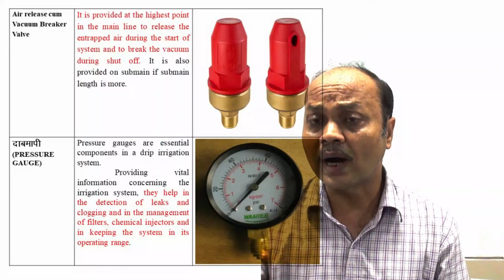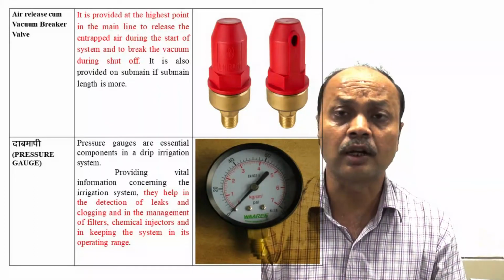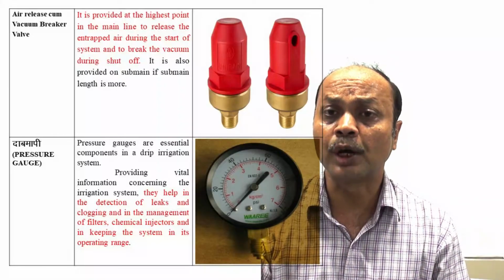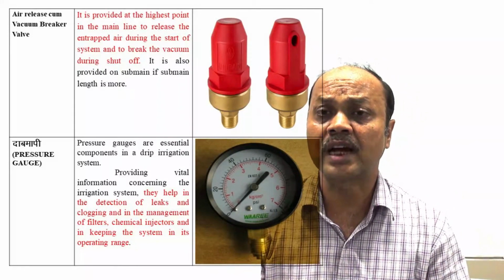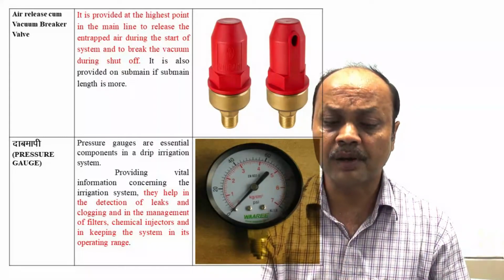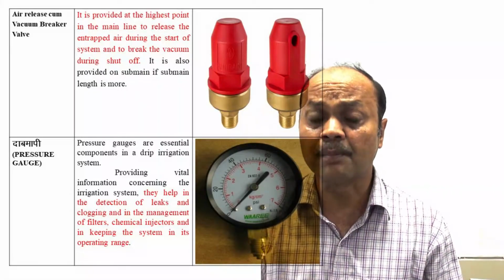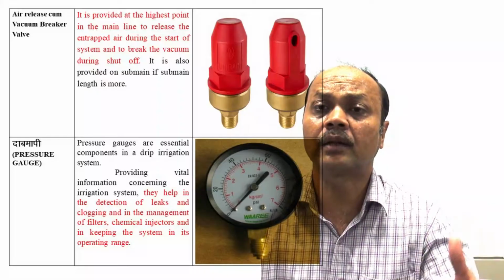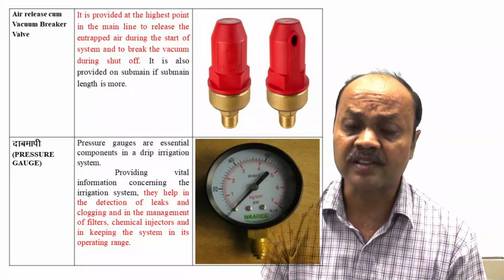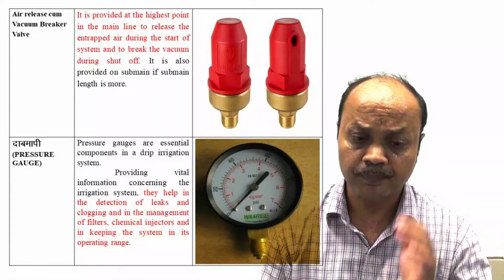So basically, to know how much pressure you are getting at each point, a pressure gauge is very necessary, as I told earlier, to run the system, because all the systems, like your dripper and the different pipes, are designed for different pressures, right? So to maintain the pressure and check what it is at each important point, basically at the filtration or fertigation system, you normally put your pressure gauge to know the actual pressure you are getting at any point.